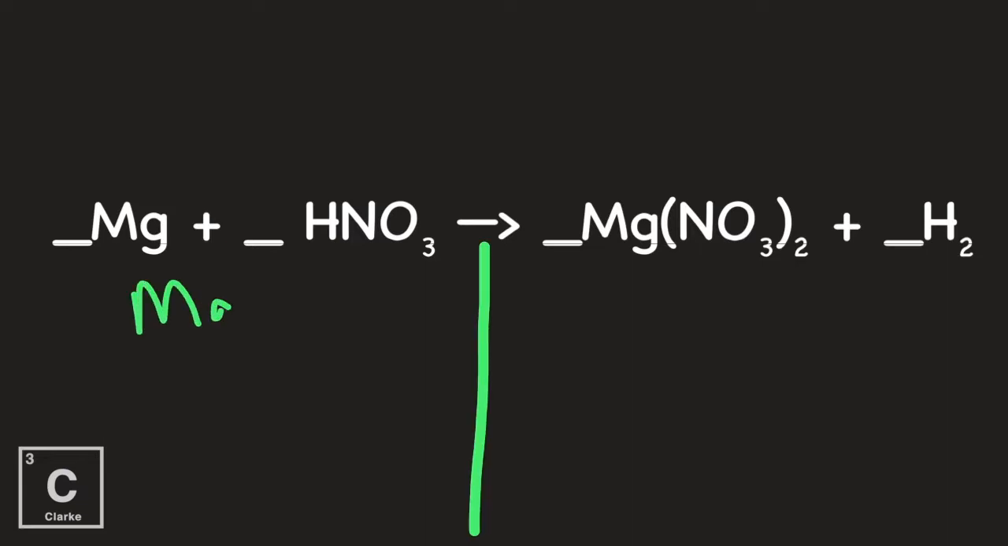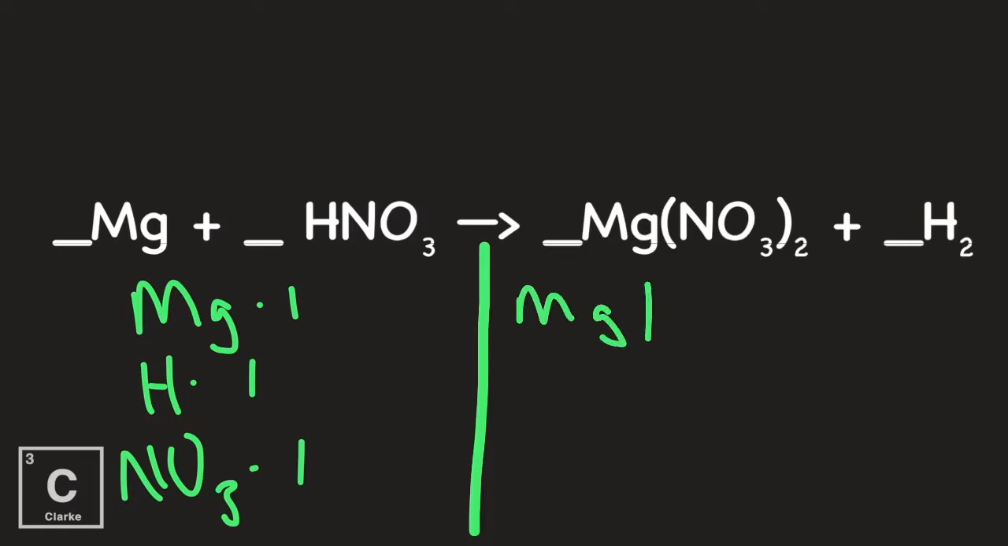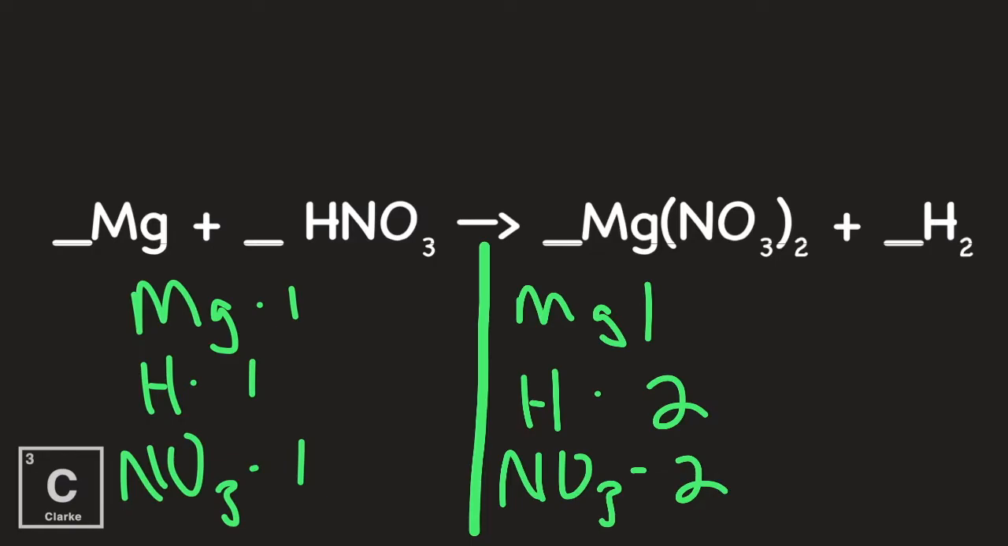Okay, so we've got magnesium, we've got one of those. We've got hydrogen, one of those. Let me see. Nitrate stays together on both sides, so I'm going to leave that together, nitrate. And I only have one of those. On the other side, magnesium, 1. Nitrate, I have 2. And hydrogen, I have 2. So magnesium, I'm not going to start there. I'm going to start with hydrogen. I need to put a 2 here. That's going to give me 2 hydrogens and 2 nitrates. I'm going to go fix my nitrates. Oh, already fixed. That is all I needed was that 2.